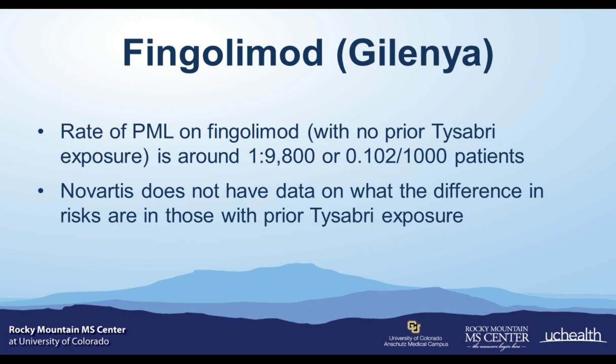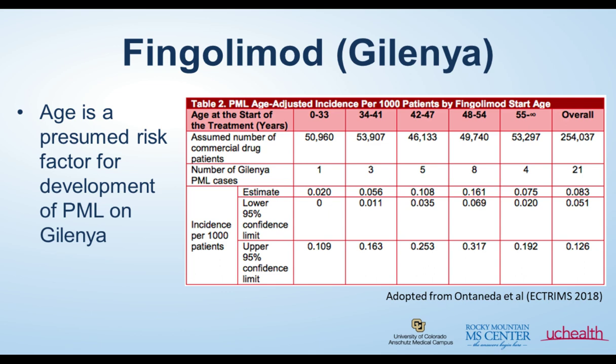So the rate of PML that we estimate on Gilenya, again with no Tysabri use in the past, is about 1 in every 9,800 patients. The drug company that produces Gilenya, Novartis, does not have any sort of data on what the difference in these risks are if you have been on Tysabri in the past. So that's something we don't quite know.